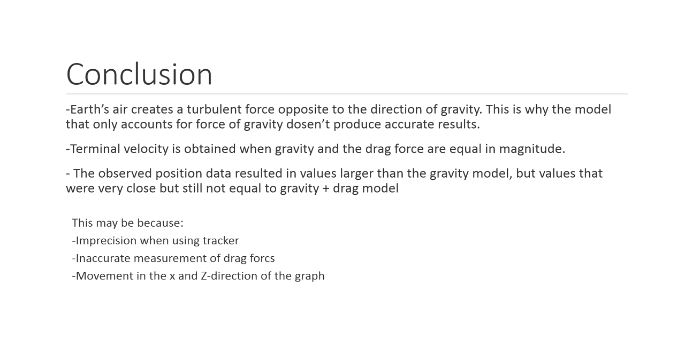Finally, we can conclude that Earth's air creates a turbulent force opposite to the direction of gravity. This is why the model that only accounts for the force of gravity doesn't produce accurate results. And terminal velocity is obtained when gravity and the drag force are equal in magnitude.